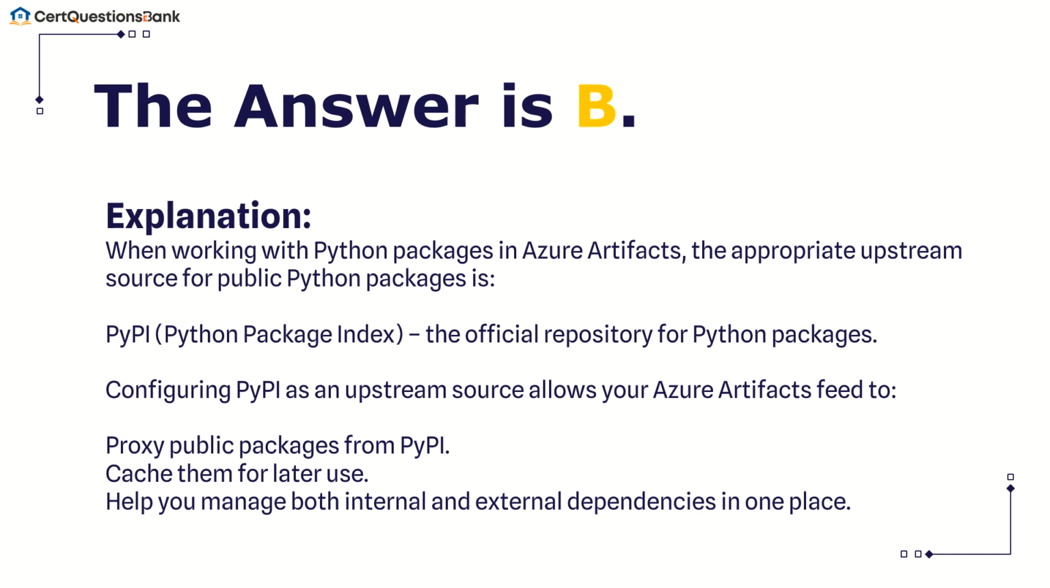The answer is B. When working with Python packages in Azure Artifacts, the appropriate upstream source for public Python packages is PyPI, the Python Package Index, the official repository for Python packages. Configuring PyPI as an upstream source allows your Azure Artifacts feed to proxy public packages from PyPI, cache them for later use, and help you manage both internal and external dependencies in one place.